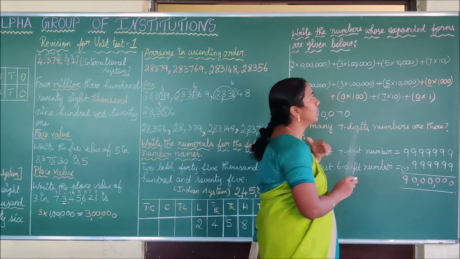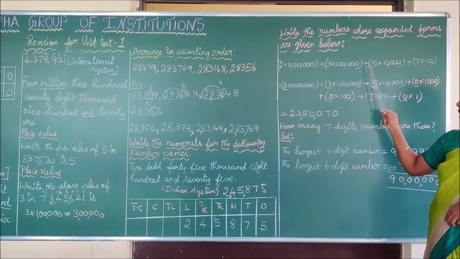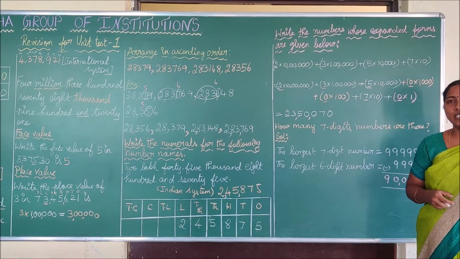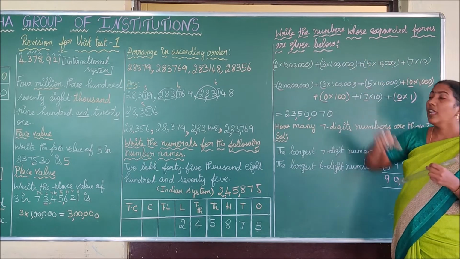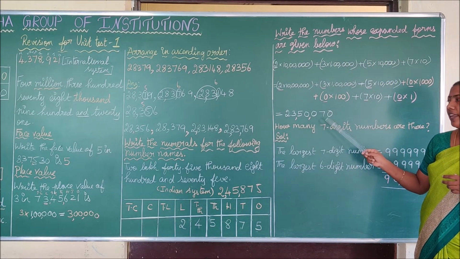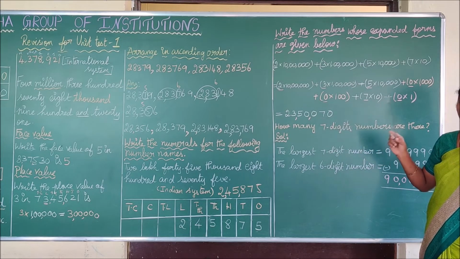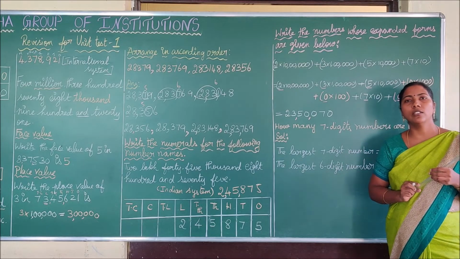Once again, we are going to write the numbers, but using the expanded form. Okay? See here, children. What is given in the question? They give the expanded form. What are they asking? They are asking to write the numbers. You have to use this expanded form and write the number for that. Before I write the numbers, you have to check the place values in the given expanded form.